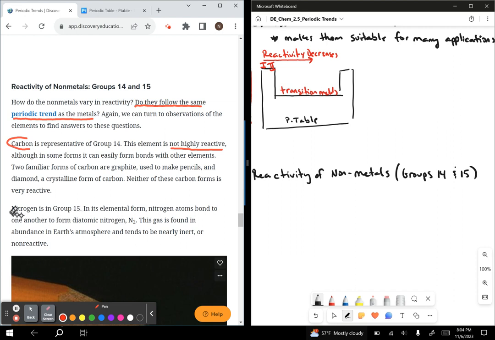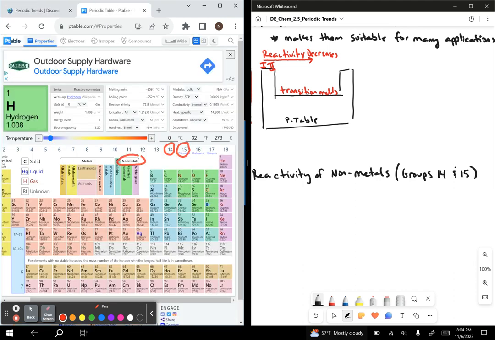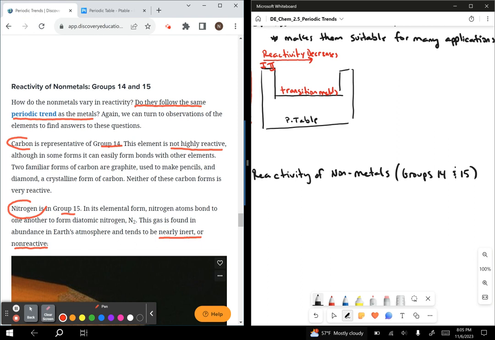Nitrogen is in group 15. In its elemental form, nitrogen bonds to one another to form diatomic nitrogen. This gas is found in abundance and tends to be nearly inert or non-reactive. Oh, this is interesting. So these nonmetals tend to be non-reactive, right? So we're talking about carbon here, non-reactive, nitrogen, non-reactive, right?